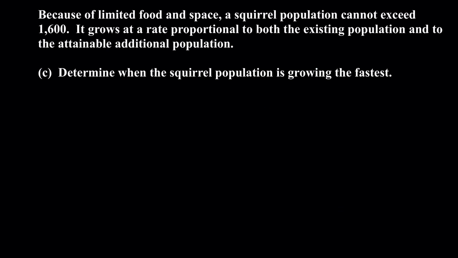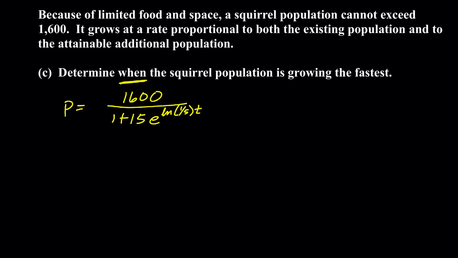So now it says, because of limited food and space, a squirrel population cannot exceed 1,600. Same information given. It says determine when the squirrel population is growing the fastest. So when means we need to find that value of t. So let's go back to our equation, which was P is equal to 1,600 over 1 plus 15 e to the natural log of 1/5 t.